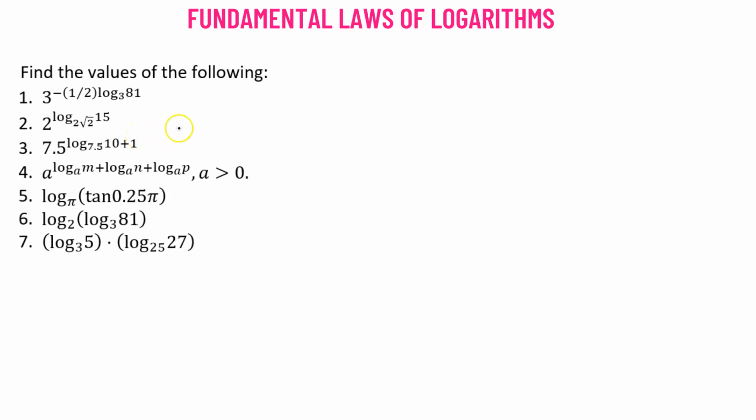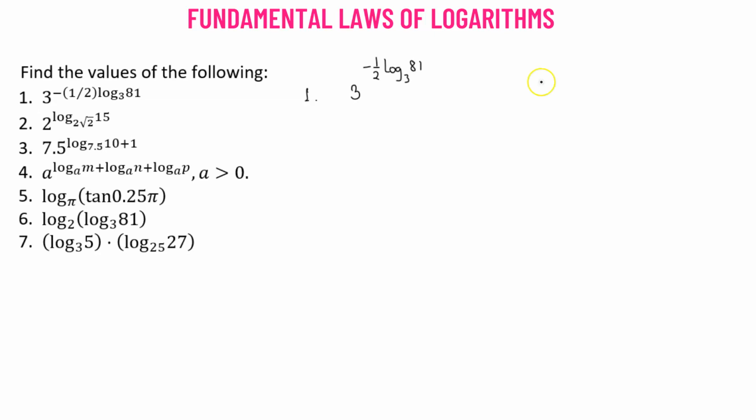So we need to find the values of each of the following problems. So let's begin with part 1. Here we are given 3 raised to the power of negative half multiplied to log of 81 with a base of 3. We'll start with the power part, which is negative half times log of 81 with a base of 3.